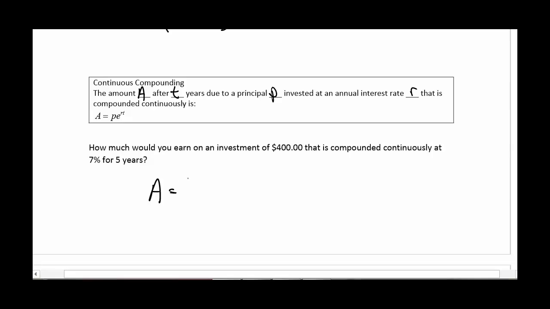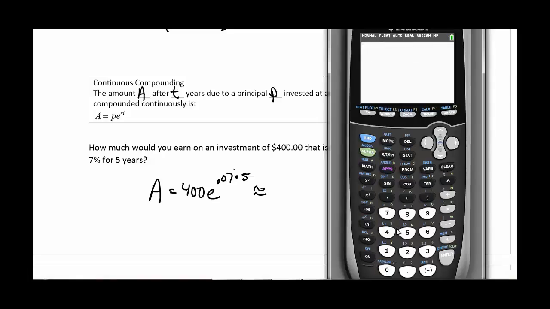So in this case it would be our principal, $400, times e raised to the 0.07 times 5. Okay, so then all I have to do when I go to my calculator is 400 times, and then e, and it's going to be different on every calculator, but usually it's connected to the ln button. So in mine I have to hit second ln, and then it brings it up as an exponent, so parentheses 0.07 times 5, and then close that.